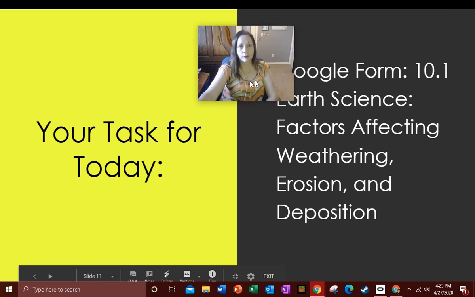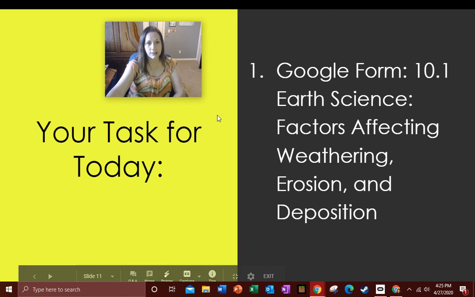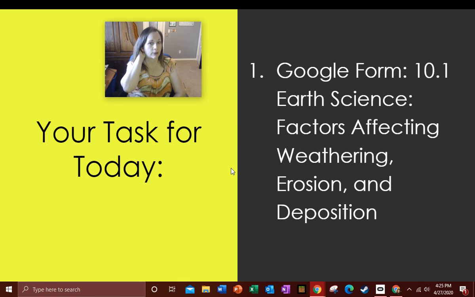So I hope that all of those factors made sense to you. You can go back and review as you do your Google form as you need to. So your assignment today is to do the Google form 10.1 Earth Science. It's factors affecting weathering, erosion, and deposition.